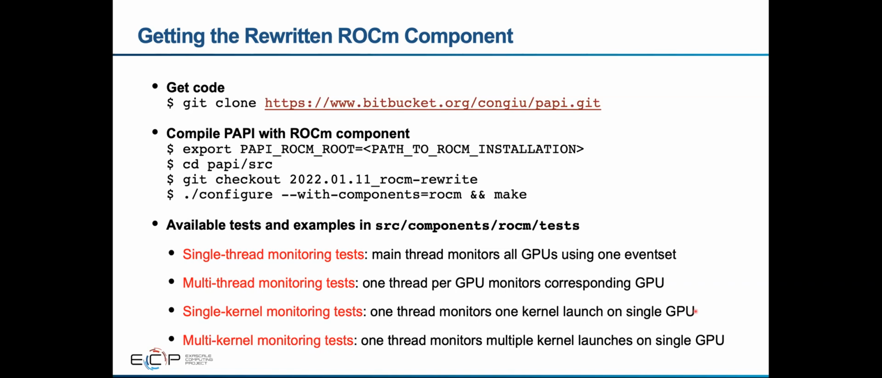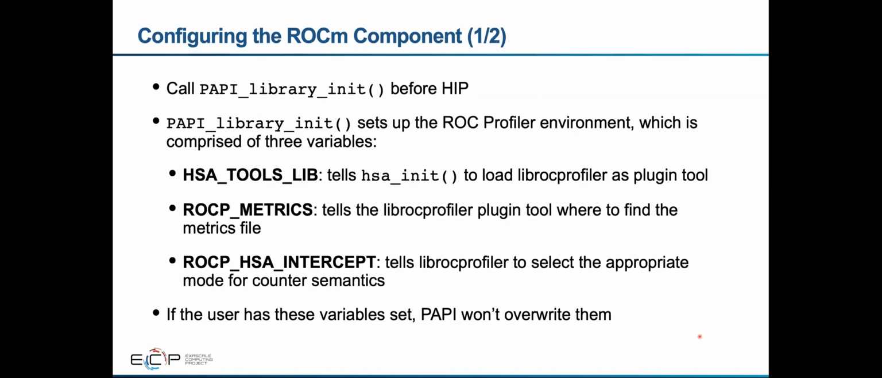So there is basically a PAPI start, launch kernel, synchronize, PAPI stop, read the counters. And also a multi-kernel monitoring test, a set of tests in which one thread monitors multiple kernel launches on a single GPU. So instead of doing a single kernel launch and then instrumenting this kernel launch with PAPI start and PAPI stop, multiple kernels are launched in a for loop, and PAPI monitors basically all the kernels running at the same time on the GPU hardware.